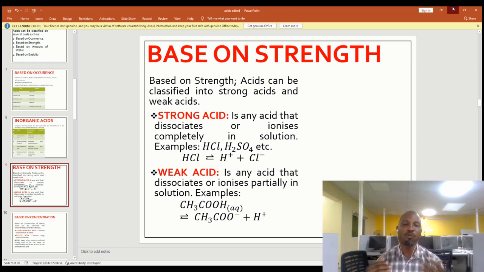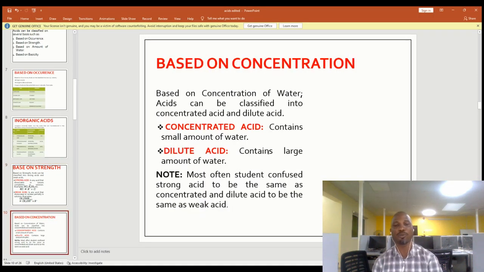An example of weak acid includes ethanoic acid. Ethanoic acid is CH3COOH. I'm sure you can lay your hands on other examples, and they will be very handy when you are doing your examination or you have any questions coming on that. Then the next classification is based on concentration.